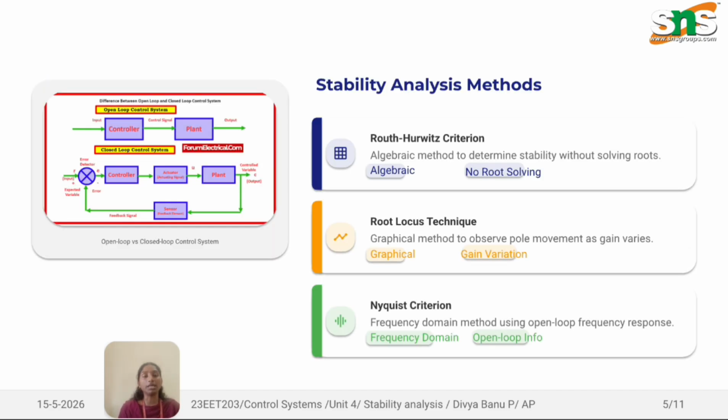Coming to stability analysis methods, we have root locus, Routh-Hurwitz and Nyquist criterion. Routh-Hurwitz is very easy, though it also has some disadvantages, but it can be solved for higher powers easily with very efficient formulas. Root locus is a graphical representation of poles and zeros, and we go with asymptotes and centroid calculations. The Nyquist criterion is a frequency domain method, which is used for open loop frequency response.